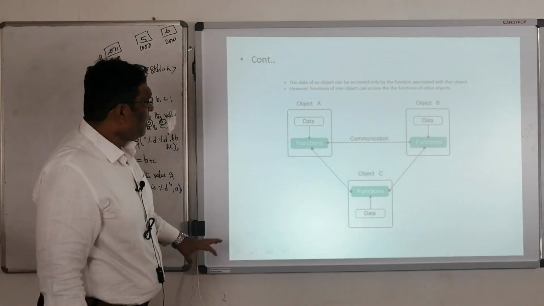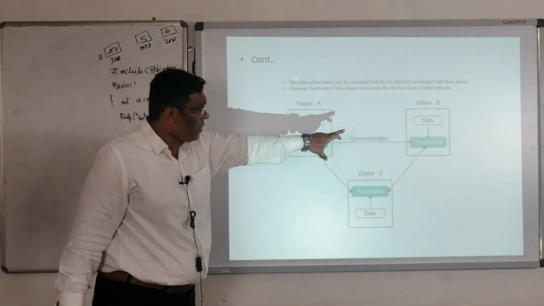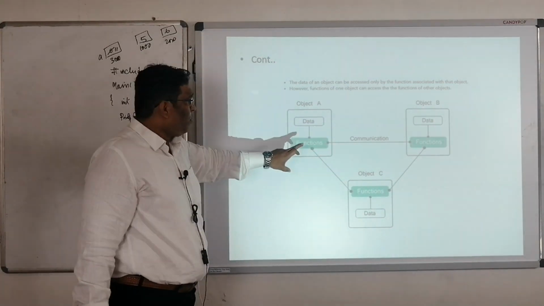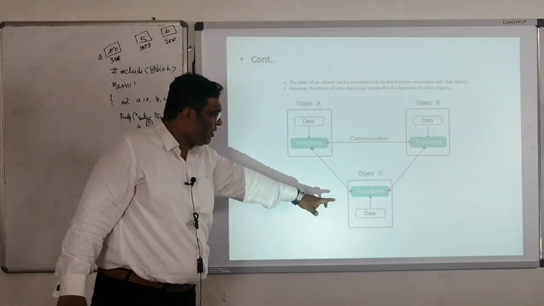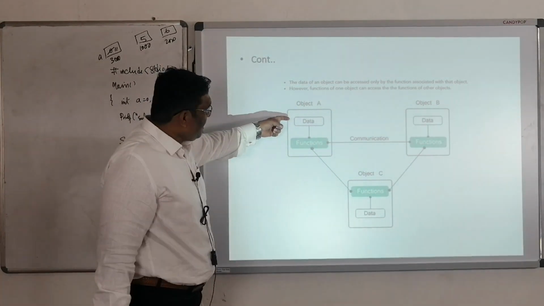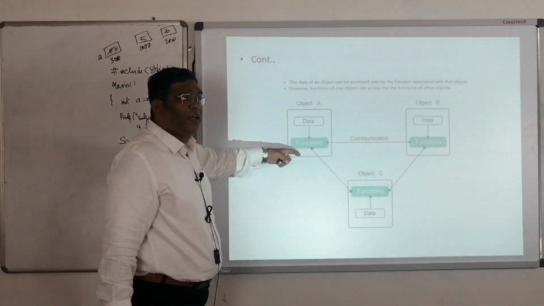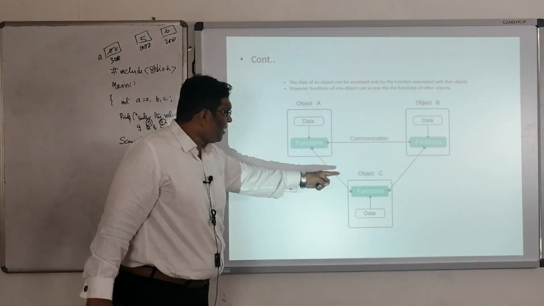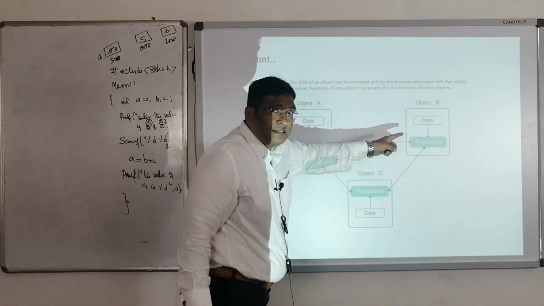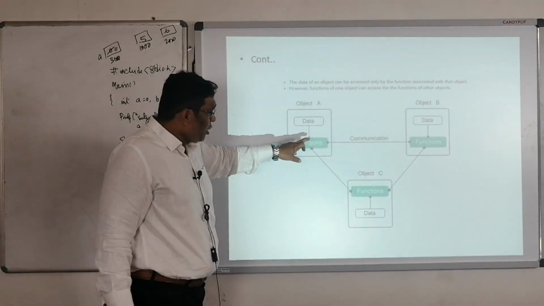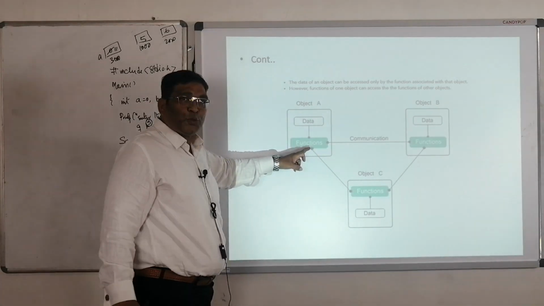This is one function. This is one function. This is one function. What happened? That function has some data, that function has data, that function has data. Whatever the data is available to this function, this function cannot access that data. So in order to access that data, it has to get in touch with the function.